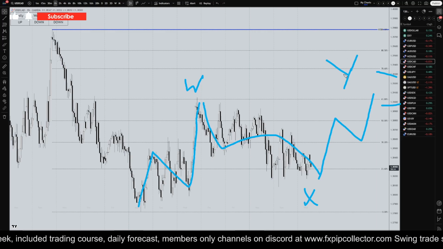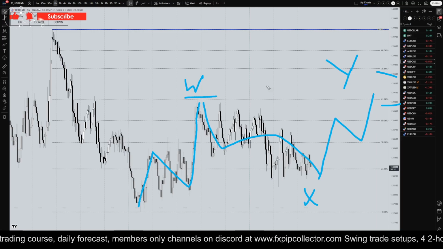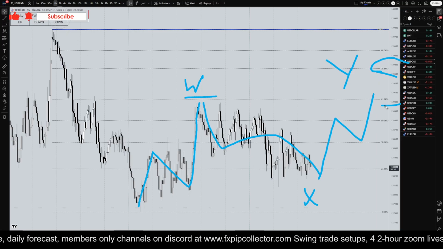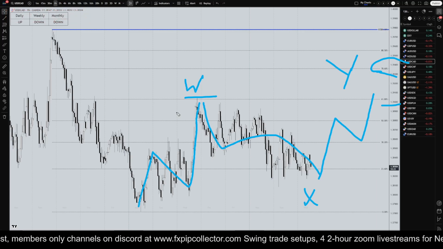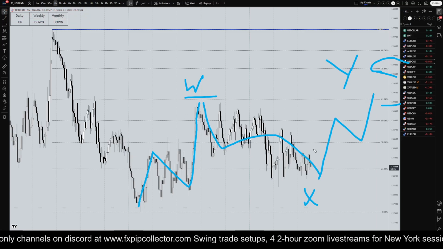If it does go up and make a wave Y, it should take out the high of wave W, which potentially would put us up to the 78%. So on the 1 hour time frame, this is definitely what I would expect to see.